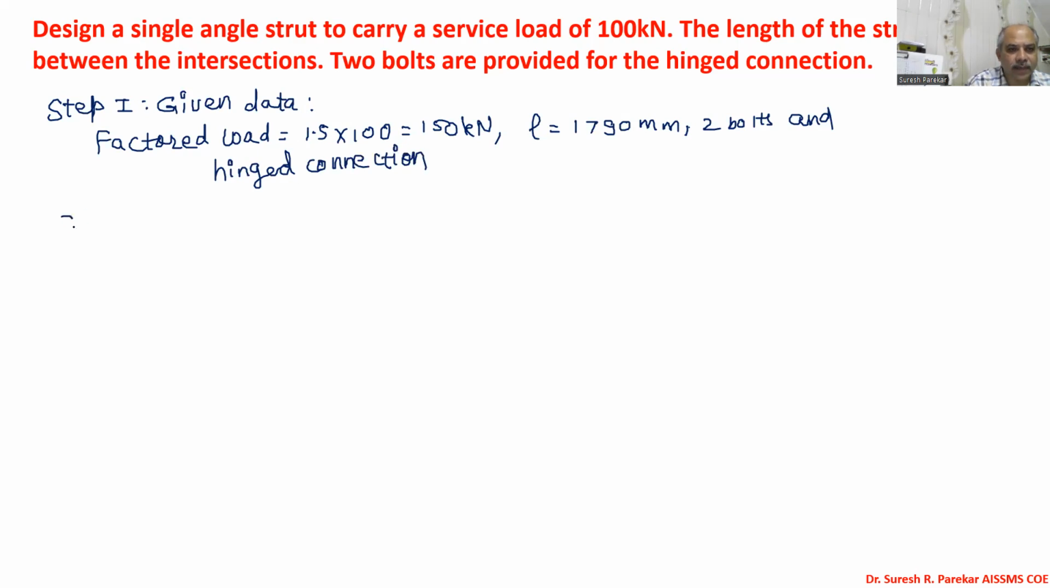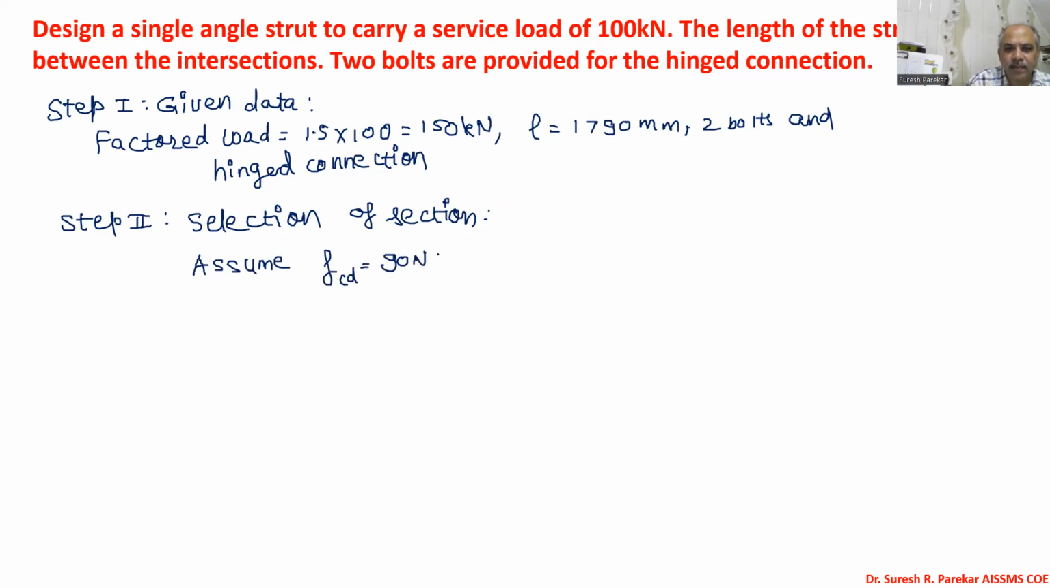Then we go to step 2, selection of section. Now the length is very less, 1.79 meter, so we can go for FCD on the higher side. I assume FCD as 90 Newton per mm square.